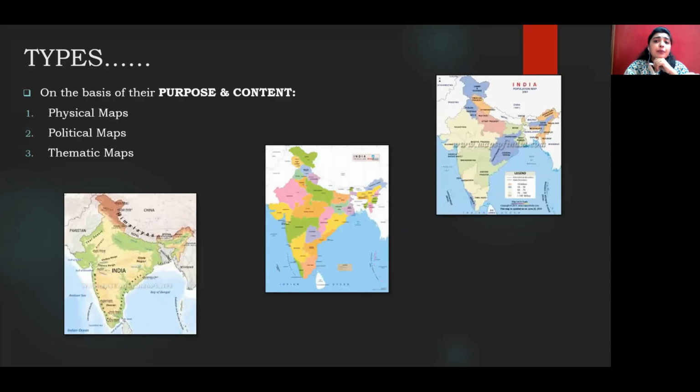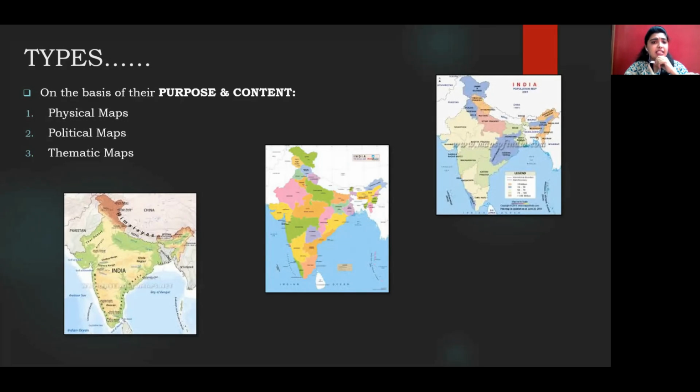The other type of maps is on the basis of purpose and content. Earlier we were discussing the basis of size. Now we have the basis of purpose and content. These types of maps are physical maps, political maps, and thematic maps. We all know physical maps give us physical divisions. So if I look at the India physical map, it will give me where the Himalayas are located, where the Ghats are located, where the Deccan Plateau is located, where the Great Indian Plains are located. So all those physical divisions are given in physical maps.